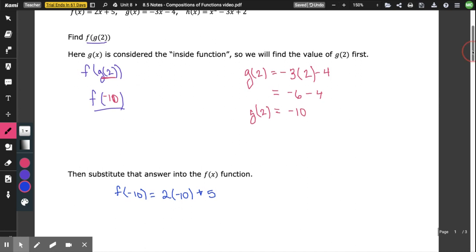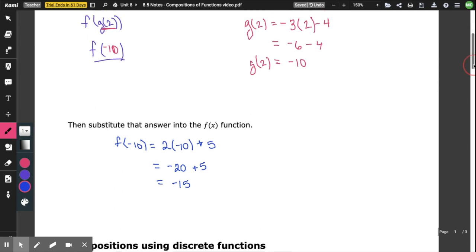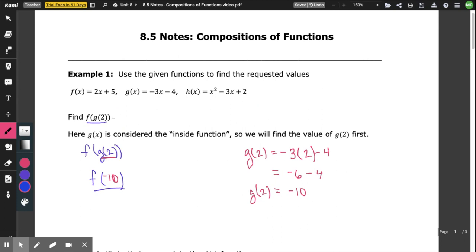All right, so now I just need to calculate that again. I'm just following the order of operations. So I'm doing 2 times negative 10 first, which is negative 20. So then I've got negative 20 plus 5, which is negative 15. So my final result of f of g of 2 is negative 15.